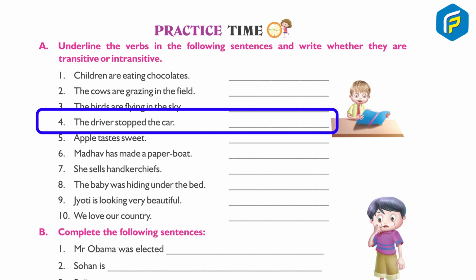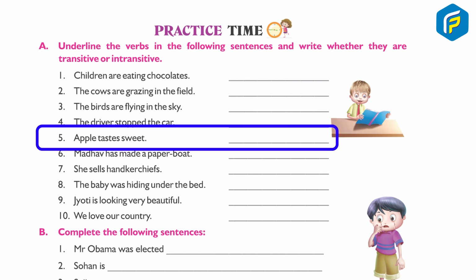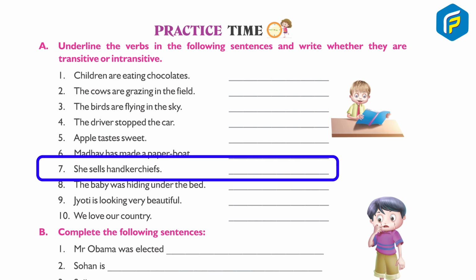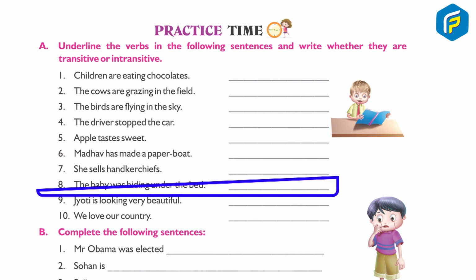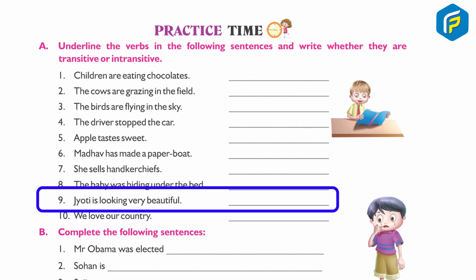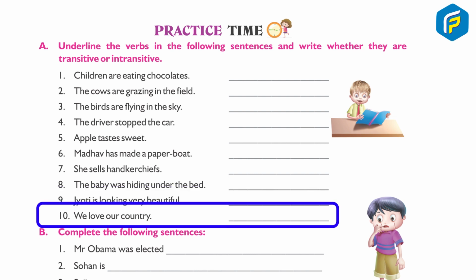Underline stopped. Transitive. 5. Apple tastes sweet. Underline tastes. Intransitive. 6. Mother has made a paper boat. Underline made. Transitive. 7. She sells handkerchiefs. Underline sells. Intransitive. 8. The baby was hiding under the bed. Underline hiding. Transitive. 9. Jyoti is looking very beautiful. Underline looking. Intransitive. 10. We love our country.